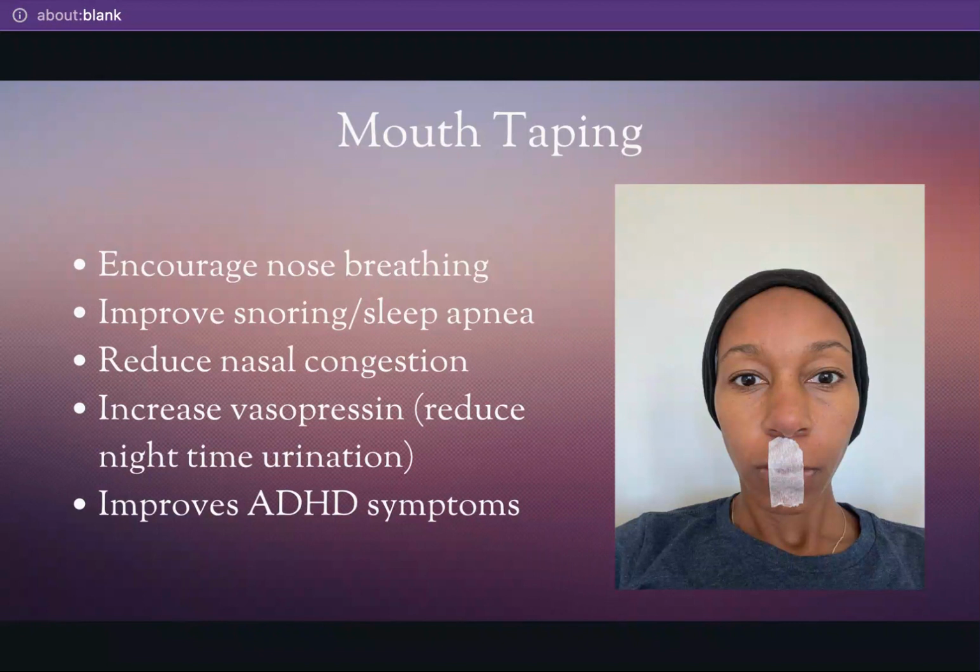It can improve snoring and sleep apnea, and reduce nasal congestion. Breathing through your nose also helps to prevent nighttime urination. That's just by its action on a very important hormone called vasopressin. Breathing through your mouth decreases vasopressin levels and causes you not to reabsorb water in your kidneys. And then it causes you to want to pee. So mouth taping helps with that. And then it also improves other symptoms with mood and ADHD. So again, mouth taping is just something you can consider doing.